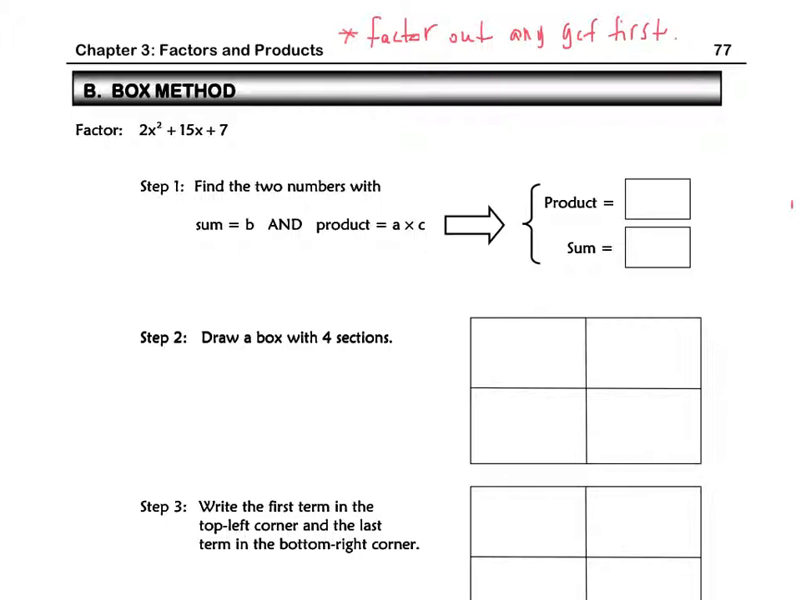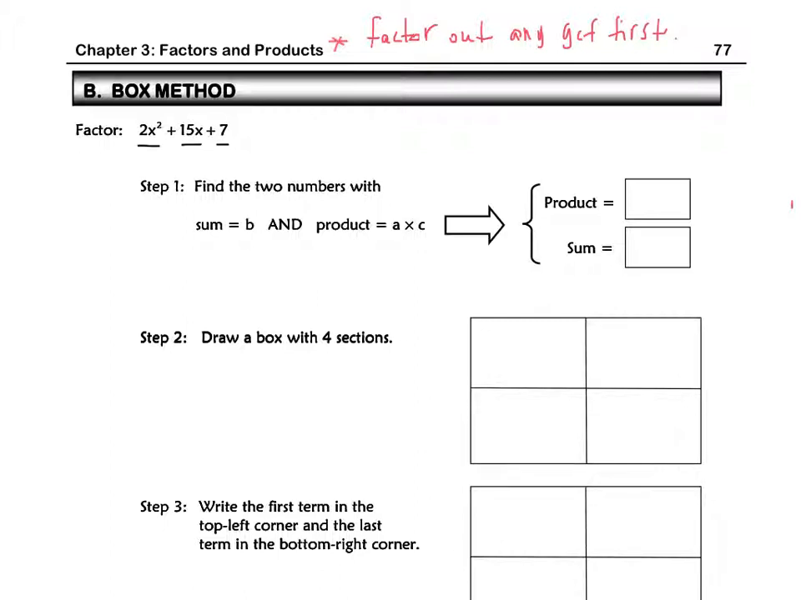Okay, so the trinomial that you're working with should not have a GCF for the 3 terms that are in your trinomial. All right, so the first one there, you've got 2x squared plus 15x plus 7, and that's the same one we did using the decomposition example a few pages back. So we're going to do this one now using the box method. And we check first 2x squared, 15x, and 7. There is no GCF between those 3 terms, so we should be able to use the box method to do that.